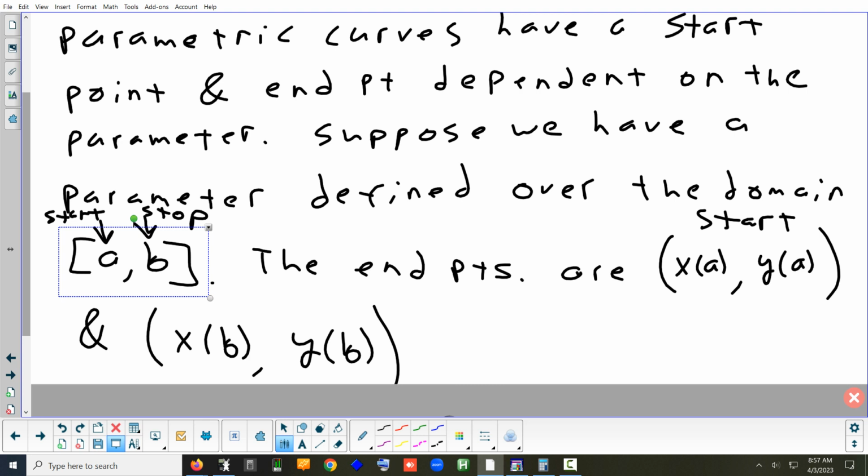If you want to figure out where it's going to stop, well, pretty much do the same thing. You just plug in a different number. Plug in the maximum value. That's the b. Plug b in to the x formula, and then plug b in to the y formula. And that tells you where your graph is going to stop.